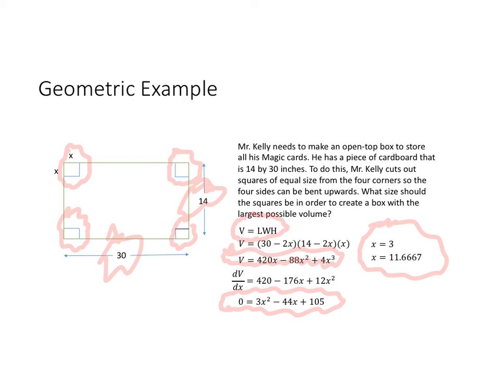Well, x equals 11 2/3 doesn't make sense because the box is 14 inches wide, so each of the squares cannot be 11 inches. That would make it 22 inches, which doesn't agree with the given information. So obviously our answer therefore is x equals 3, and therefore each of the squares has to be 3 inches on a side. So they cut out 4 corners, 3 inches on a side, and that will give us the maximum volume box that can be created from this sheet of cardboard.